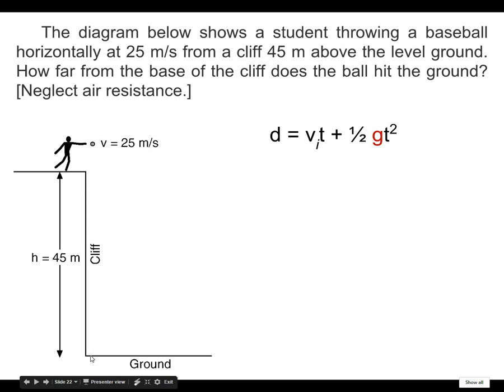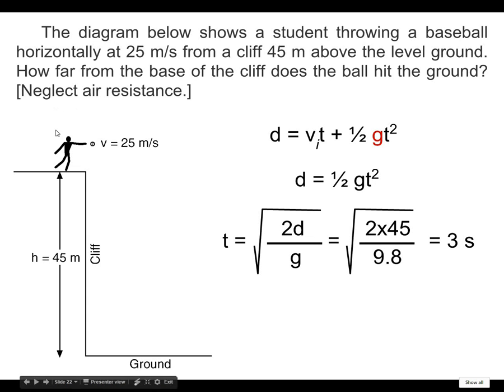The initial velocity when the ball was initially released in a horizontal direction was 0, so we have this problem. We solve for time, and apparently it takes 3 seconds for this ball to reach the ground. 3 seconds it is in the air before it hits the ground.